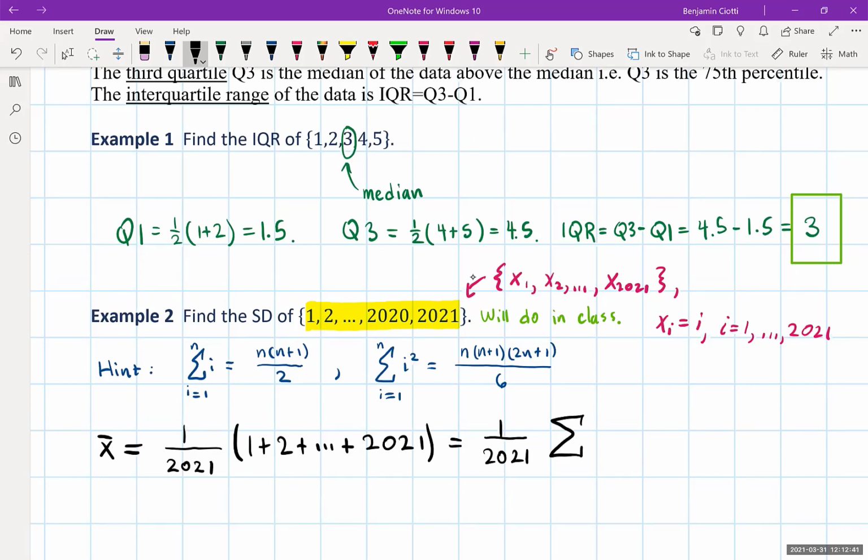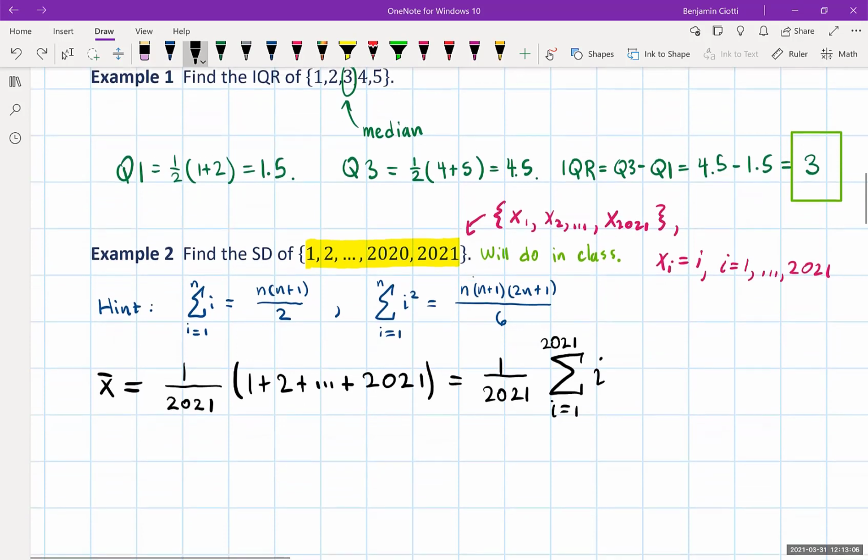If someone has a question on the summation notation, let me know. So I could write it using summation notation as well, just the sum of the first 2021 integers, which means we can use this formula right here. So let's just plug in that formula and see if we get the answer that we expected to get.